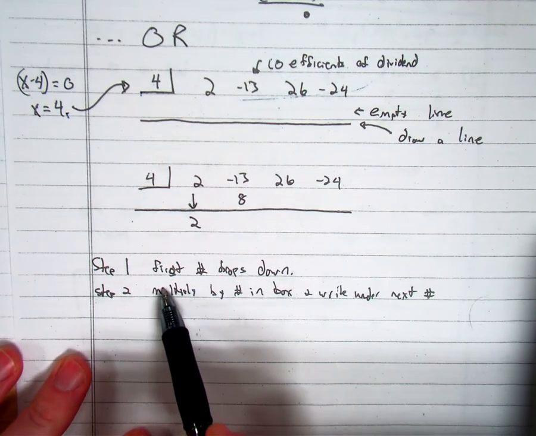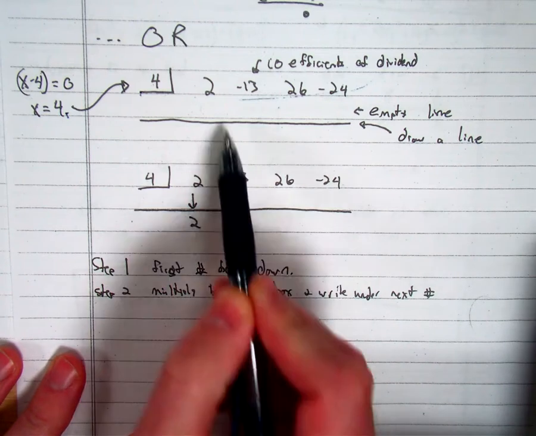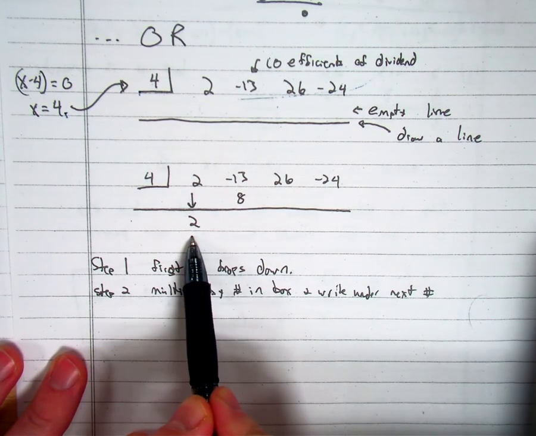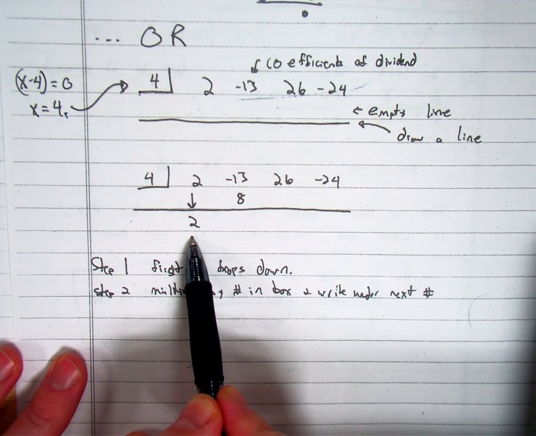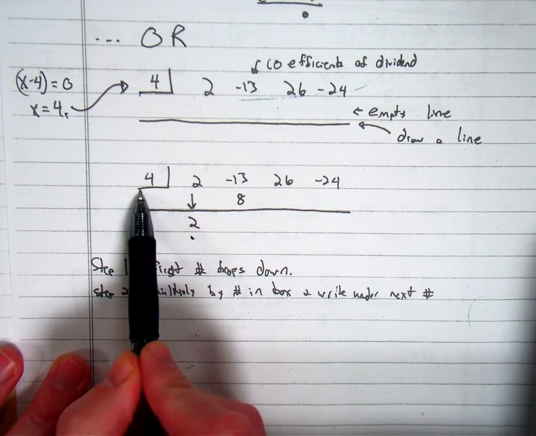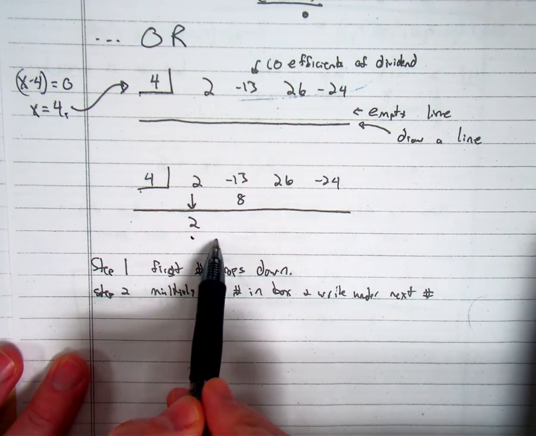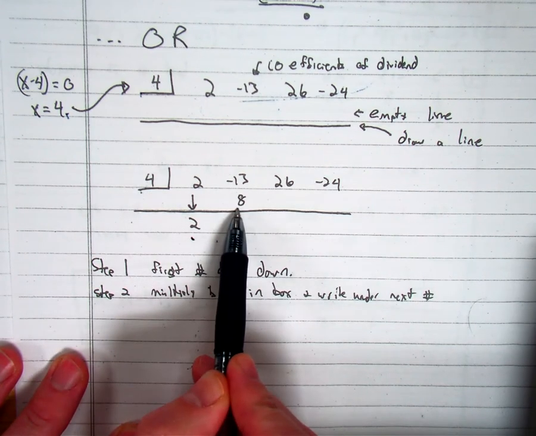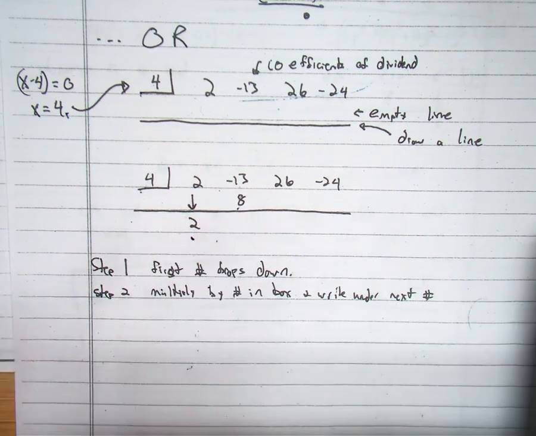Okay, so step 1. First number drops straight down, so the 2 just drops straight down. And whenever we have a number on the bottom, we multiply this number on the bottom by the number up here in the little box. So 2 times 4 is 8, and I put that underneath the next number. Okay, so negative 13, then I have an 8.